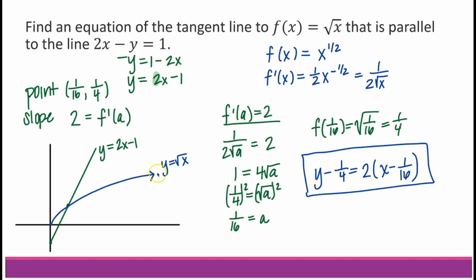We have the square root of x function here, and we wanted an equation of the tangent line that was parallel to y equals 2x minus 1. Now the point of tangency we found was 1/16, 1/4, so we're pretty close to 0, 0, and that checks out with our rough sketch here. If I get pretty close to 0, 0 at 1/16, 1/4, and I draw a tangent line, it's going to have approximately, in my picture, the same slope as my line y equals 2x minus 1.